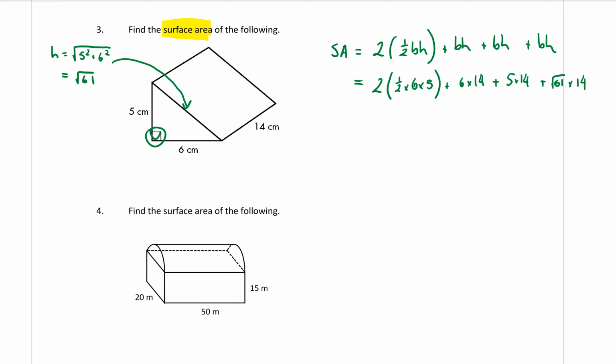Okay, and I just type that whole big line into the calculator, and you get 293.34 centimetres squared. Again, that is rounded to two decimal places because that square root of 61 is a big, long decimal. All right, question 4.